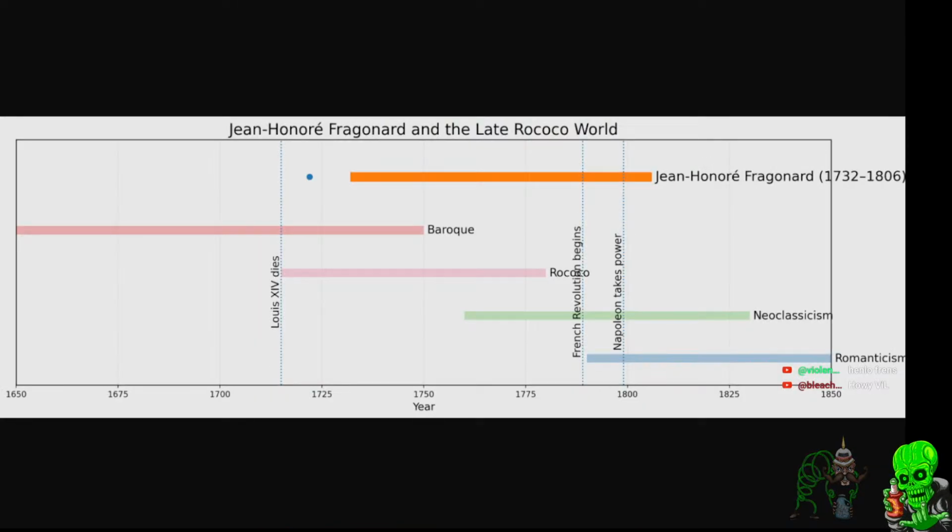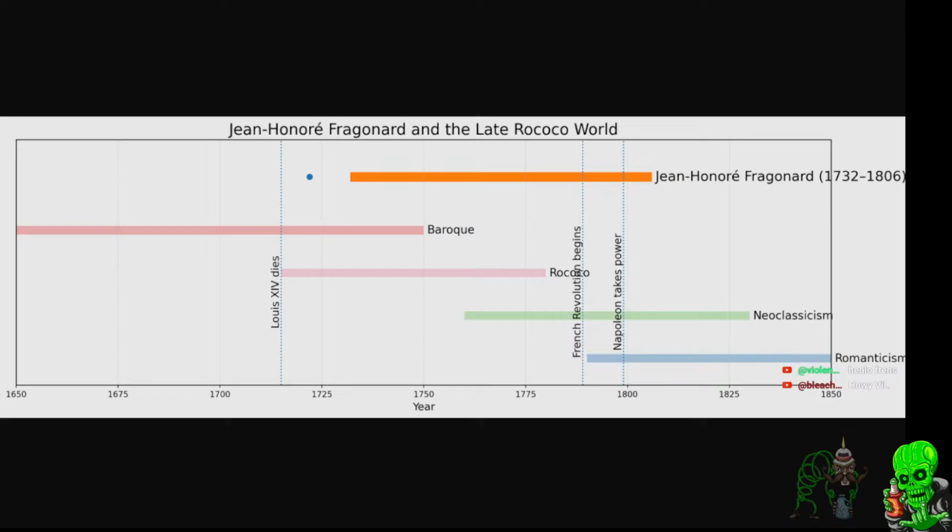Now we'll jump over to the timeline here. We can see Rococo starts when Louis the 15th or the 14th dies. And we can see that Fragonard's life expands beyond Rococo into classicism, and the French Revolution starts after the end of Rococo because there was a lead up to it. It died out slowly. On the timeline, Jean-Honoré Fragonard is one of the last great masters of the Rococo period.